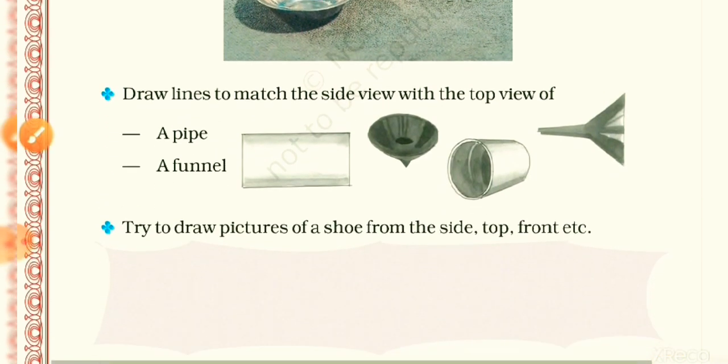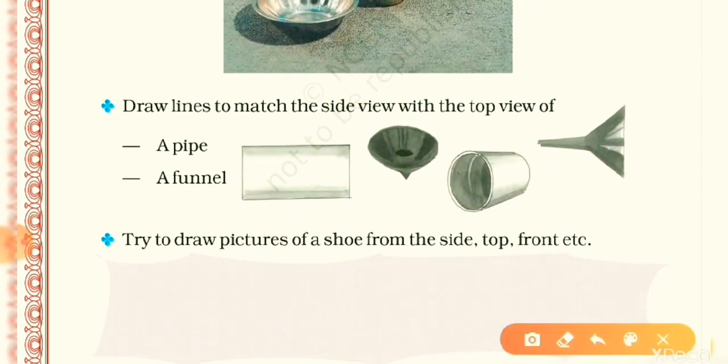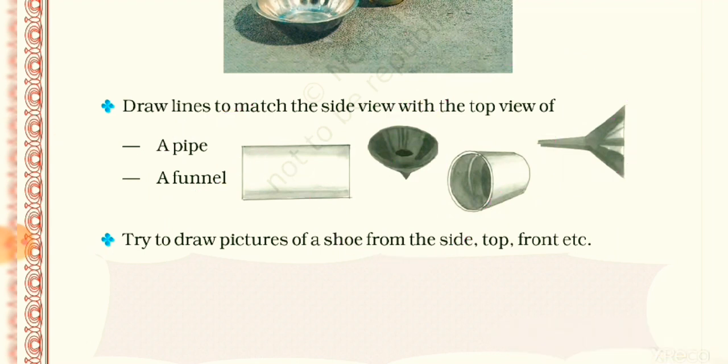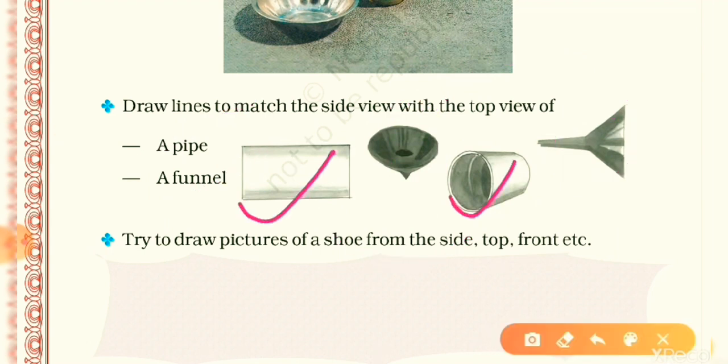So here you have to watch first that which type of picture you have. First you have a pipe and second you have a funnel. So you have to classify that which may be the side view of a pipe and of a funnel. Here you can see that these two are looking like a funnel, and these two are pipe. So you can say that this is the side view and this is the top view of a pipe, and this is a top view of a funnel, and this is side view of a funnel.